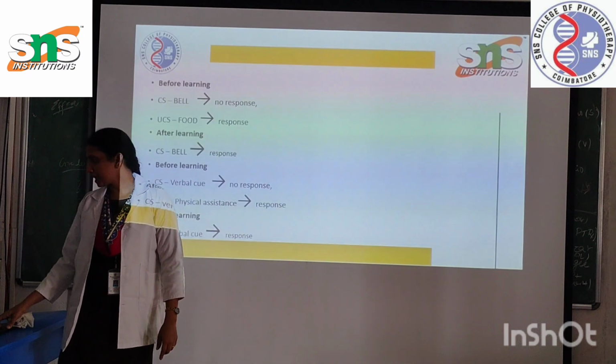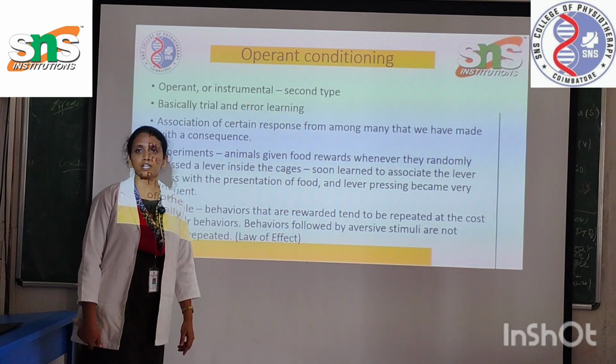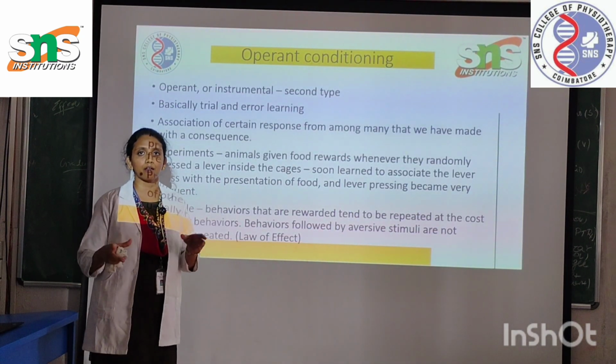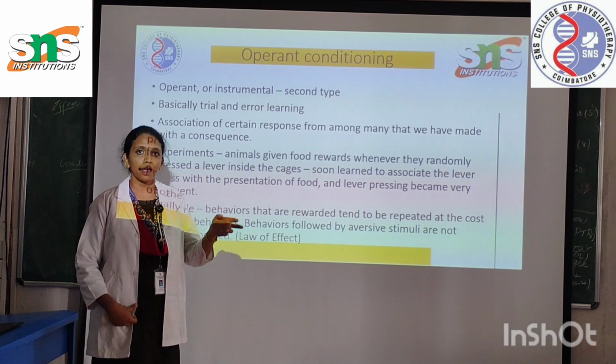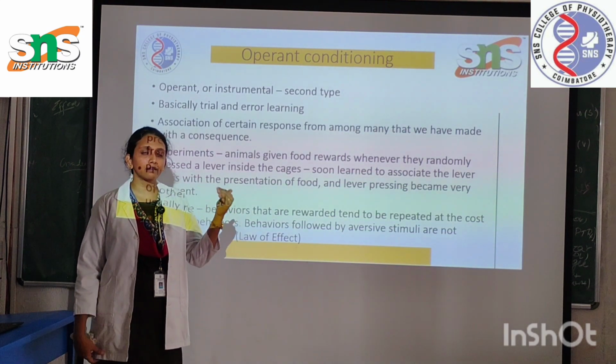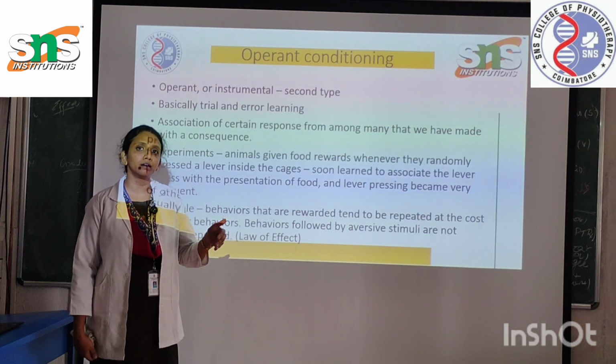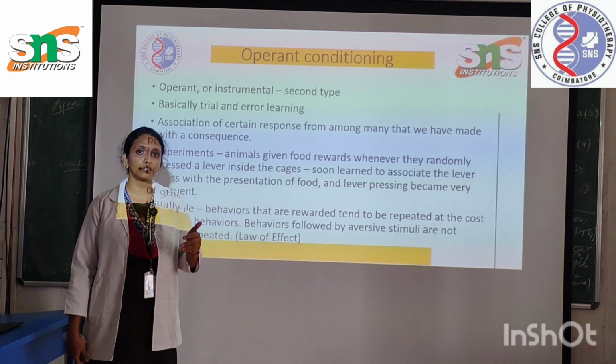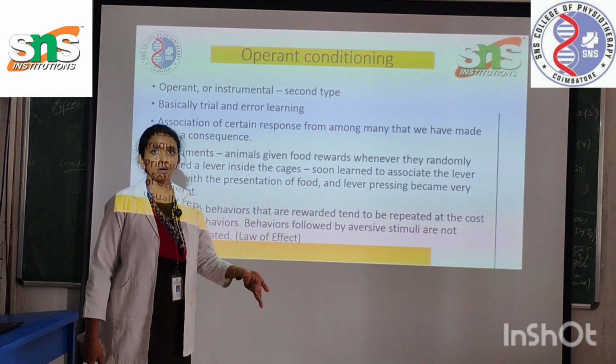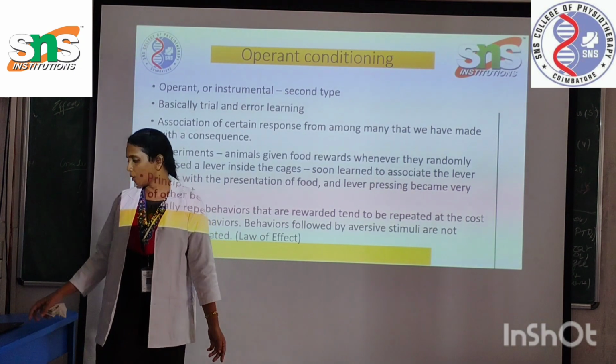The next is operant conditioning. Operant conditioning is basically a trial and error method. We can give a try and expect the result as a success or a failure. Through the success we can learn, and through the failure we are able to relearn how to do the movement properly. So that is operant conditioning.